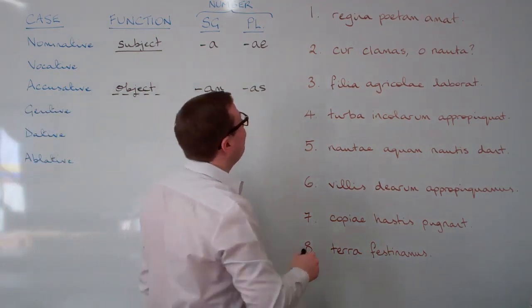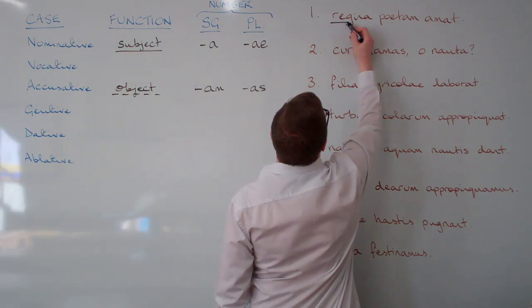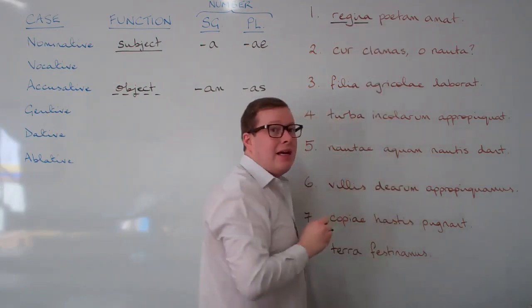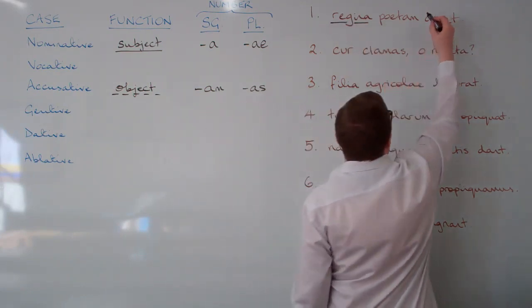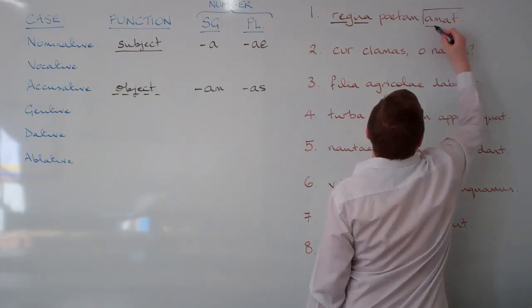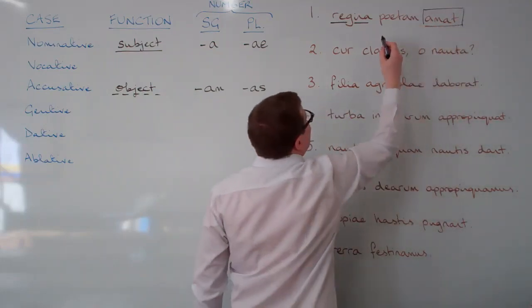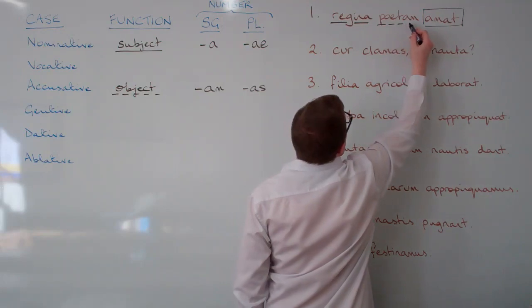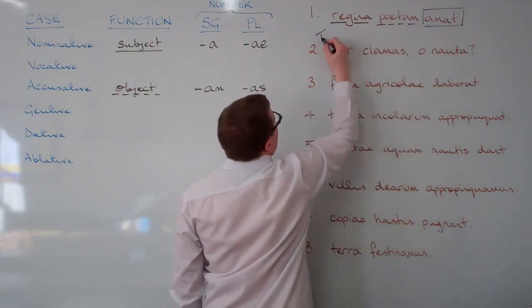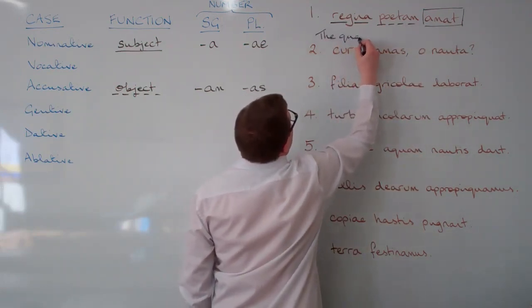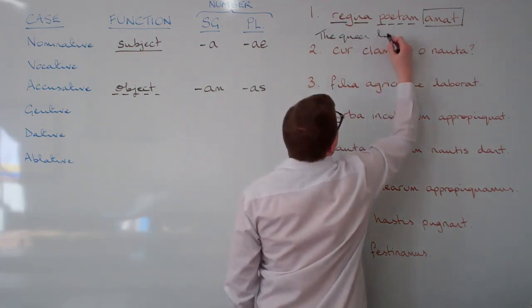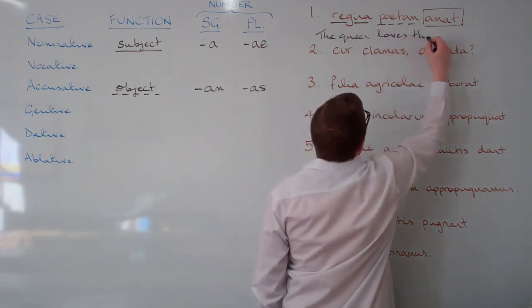Question 1, therefore, Regina is my subject in the nominative. She gets underlined. The verb at the end, amat, has a box around it. And poetam is my object in the accusative with a dashed underline. Regina, the queen. Amat, loves. Poetam, the poet.